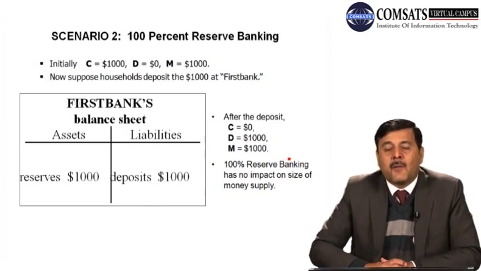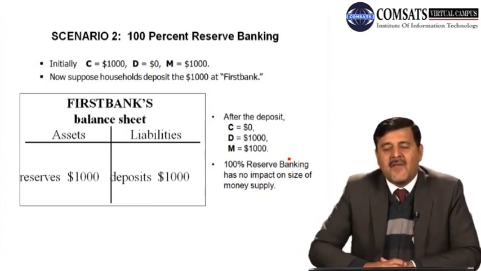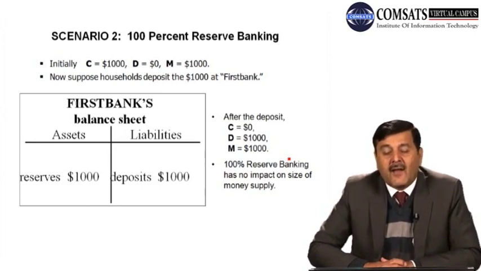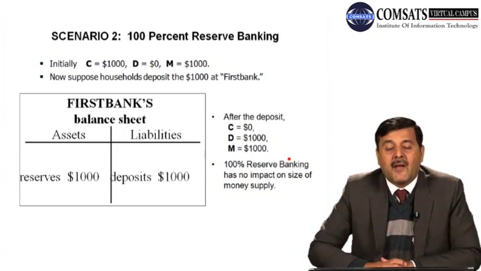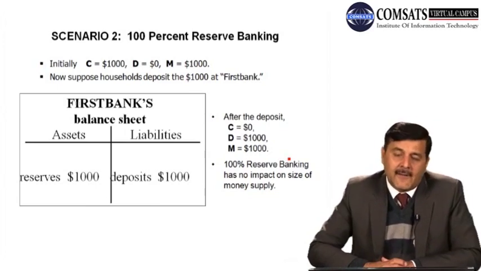100% reserves, because we are talking about a 100% reserve banking system. 100% reserve banking has no impact on the size of the money supply. Since all of the deposits are in the form of money supply, which is 1000 US dollars, the 100% reserve banking system has no impact on the size of money supply, as we have seen from the first bank's balance sheet, where assets are equal to the liabilities.